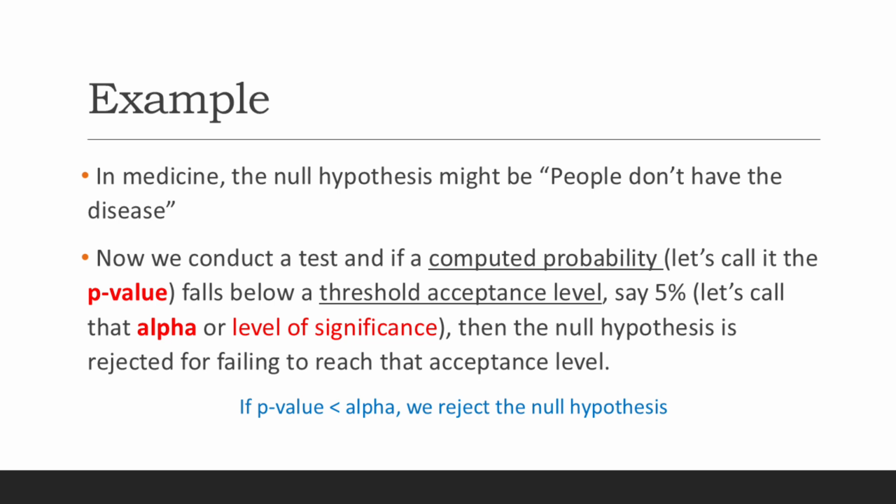In medicine, for example, the null hypothesis might be, people don't have the disease. Now we might conduct a test, and if a computed probability, let's call it the p-value, falls below a threshold acceptance level, say 5%, and let's call that alpha, or level of significance, then the null hypothesis is rejected for failing to reach that acceptance level. So if the p-value is less than alpha, we reject that null hypothesis.